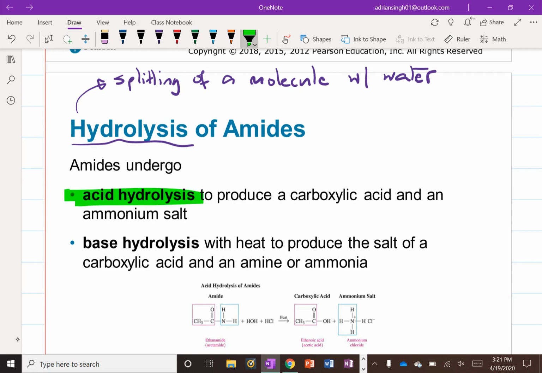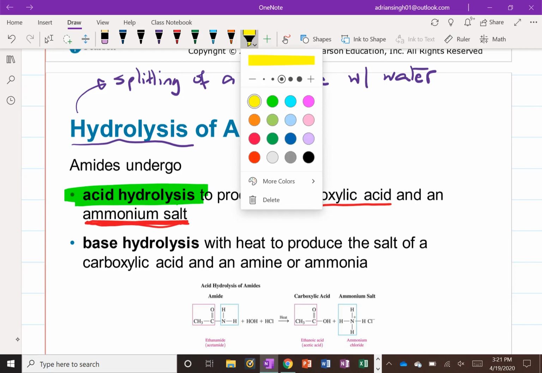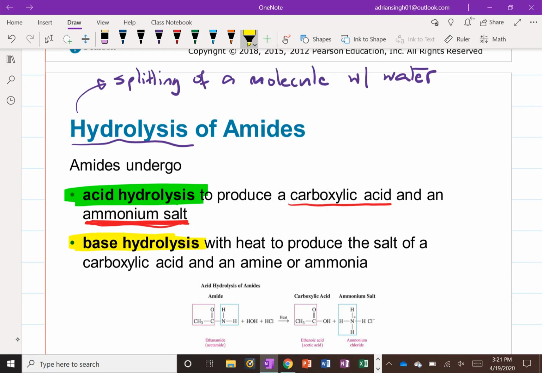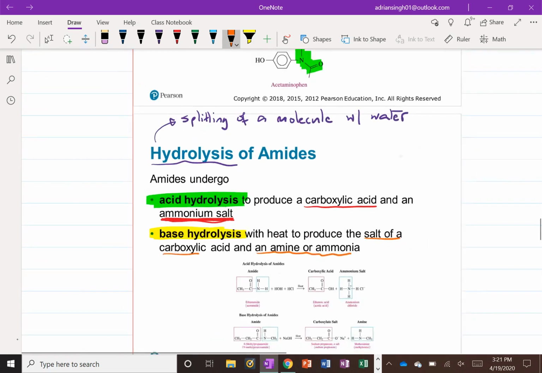So under acid hydrolysis, the products that we get here are going to be the carboxylic acid, the original carboxylic acid, and then we get the salt of ammonium. Right, so that's under acidic hydrolysis. Under basic hydrolysis, we're going to get the salt of the carboxylic acid, and then we get the original amine, or if it was ammonia that was used to make the amide in the first place.